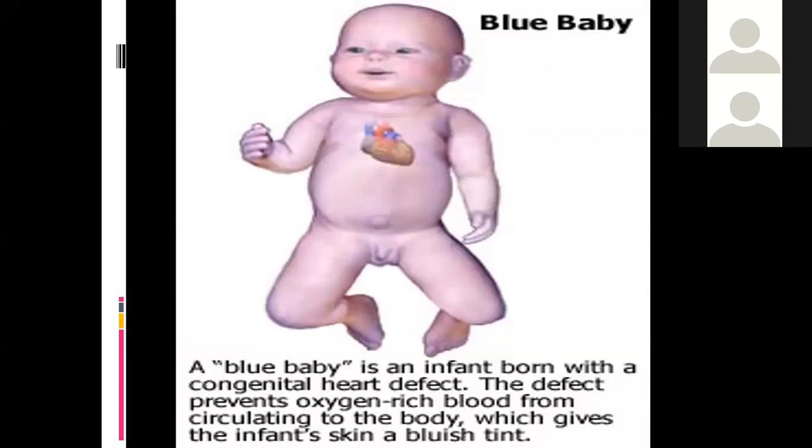Now, these patients with cyanotic heart disease shunt the blood from the right to the left side of the heart. So they develop cyanosis, blue baby. In the figure there is a blue baby.